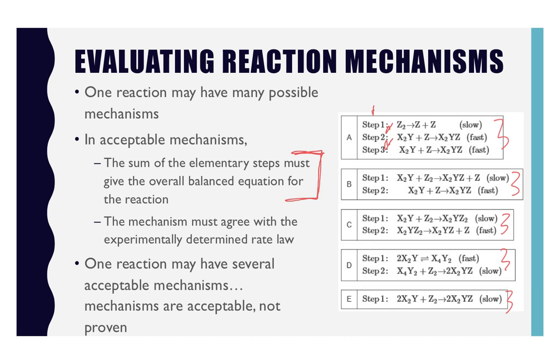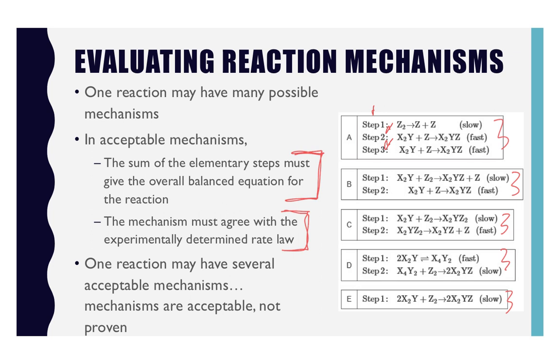The second thing that has to be true is that the mechanism must agree with the experimentally determined rate law. So if you do an experiment like we did with the crystal violet, and you determine that this experiment is a first order reaction in one chemical and a second order reaction in another chemical, then the mechanism that someone proposes should actually be that.